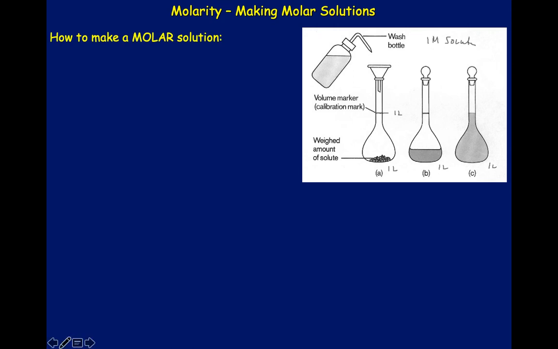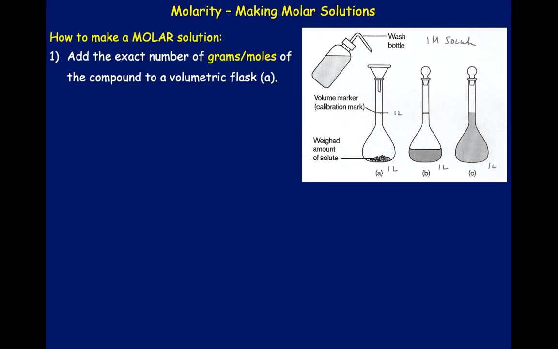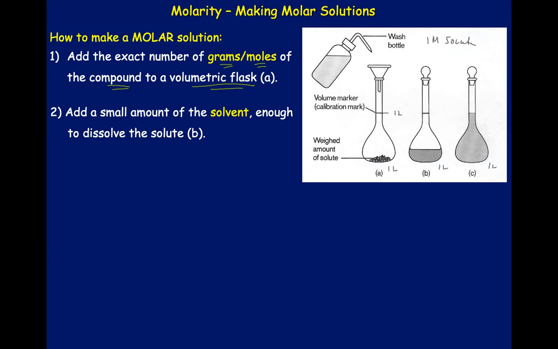Okay, if you're going to make a molar solution, whether it's a molar or 2 moles, whatever it happens to be, you're going to always add the exact number of grams or moles of your compound to a volumetric flask. So here, you're going to add that first. Always add your solute first, how much you need for those moles. Number 2, you're going to add a small amount of your solvent, just enough so that you can dissolve it.